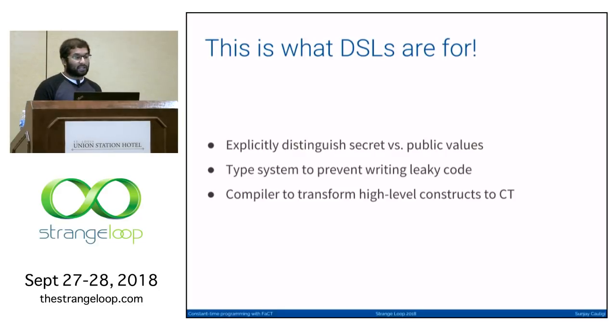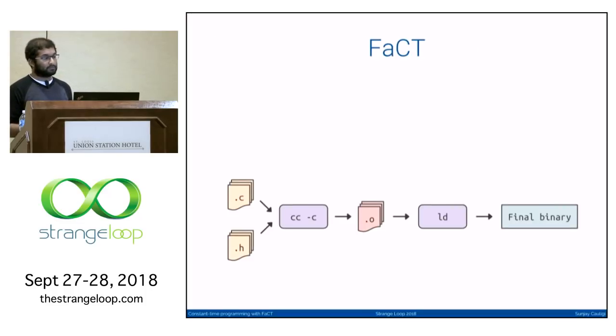With a domain-specific language, you can explicitly distinguish what is secret and what is public, and have that incorporated into a type system that prevents you from writing leaking code. We can even have the compiler help you write constant time code: you write something that's clear and concise, and it transforms it into something that's safe. And this is what FaCT is.